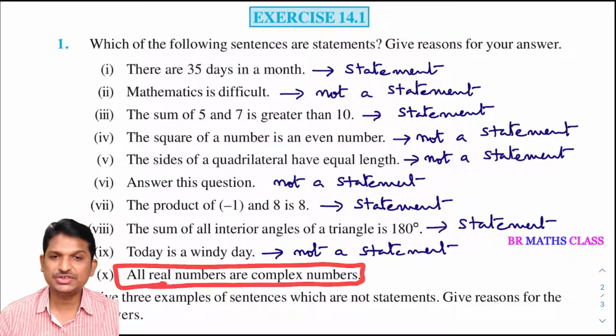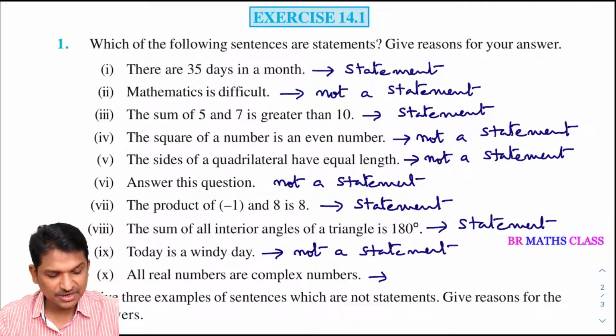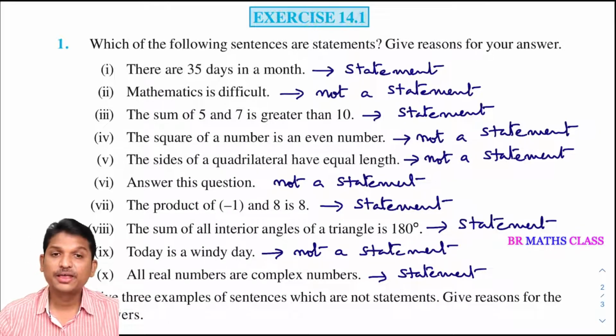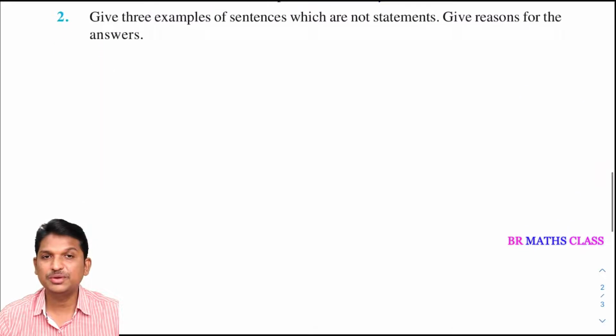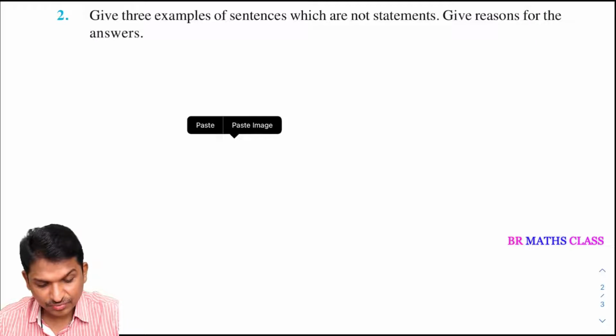So this is a true statement. We can declare that it is true. Every real number is a complex number. As you can declare it is true, I can say that it is a statement, right? This is a statement. Good. Now, with this, all questions of the first bit are completed. Now you see the second bit. What is the second bit? Second bit is like this.